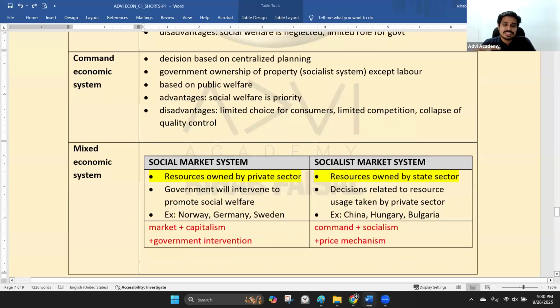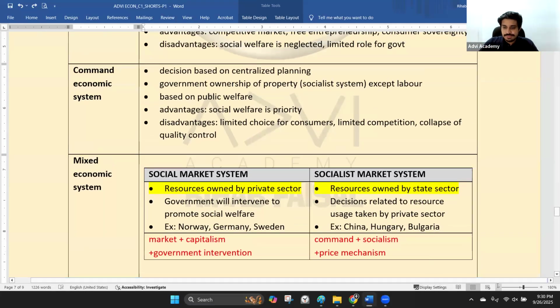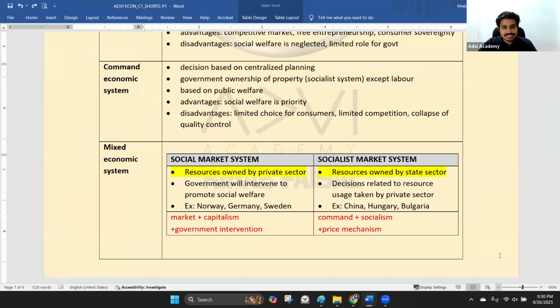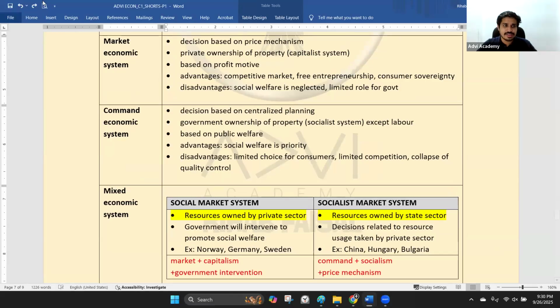And then the mixed economic system, this is the summary of the mixed. So you can take a screenshot of this as well. Next, we are going to look at what is price mechanism. And then finally, we'll look at a couple of other important sections also. You can take a screenshot of this as well.